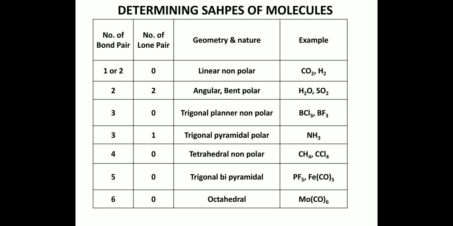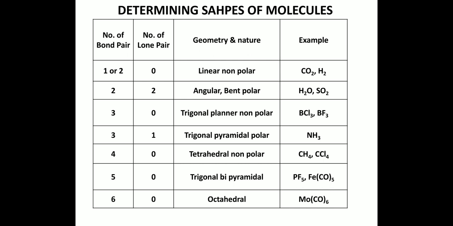So let's see. If the central atom has one or two bond pairs and no lone pair, then the structure becomes linear and the molecule is non-polar. Examples are carbon dioxide and hydrogen molecule. We will further describe these examples. If the central atom has two bond pairs and two lone pairs, then it is angular or bent and the molecule is polar. For example, water and sulfur dioxide.